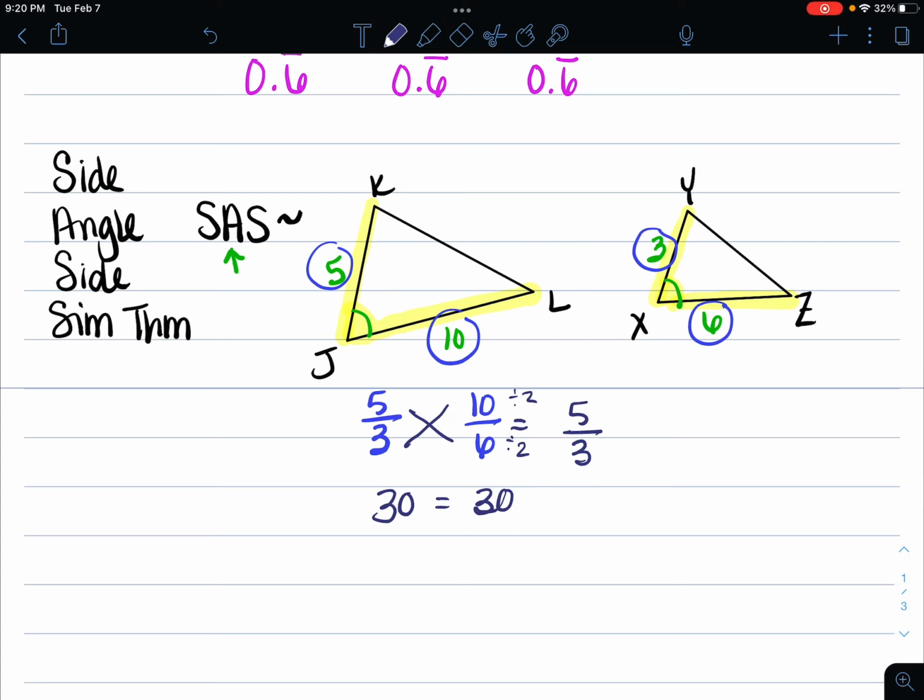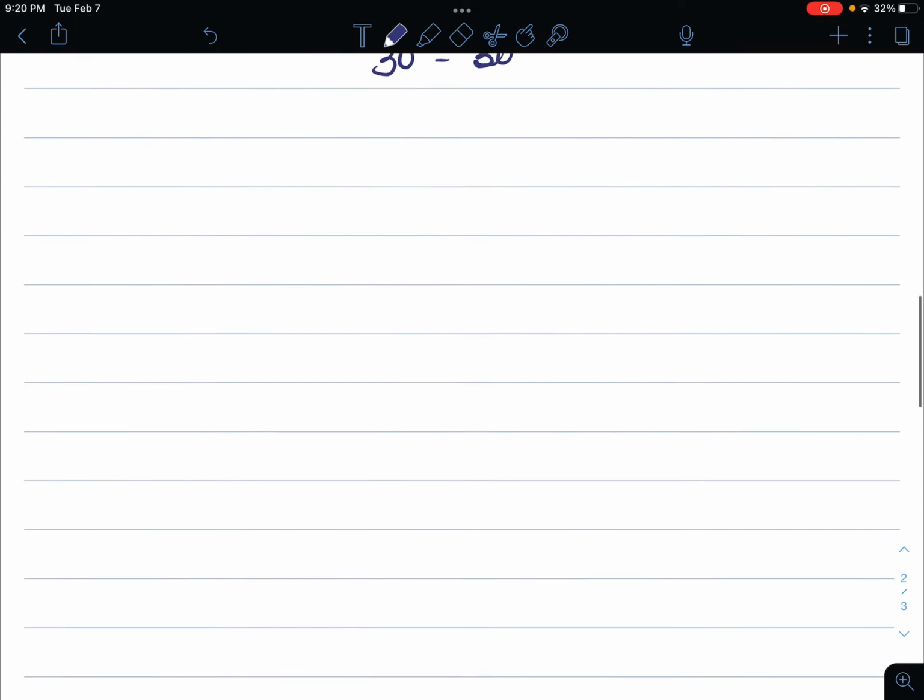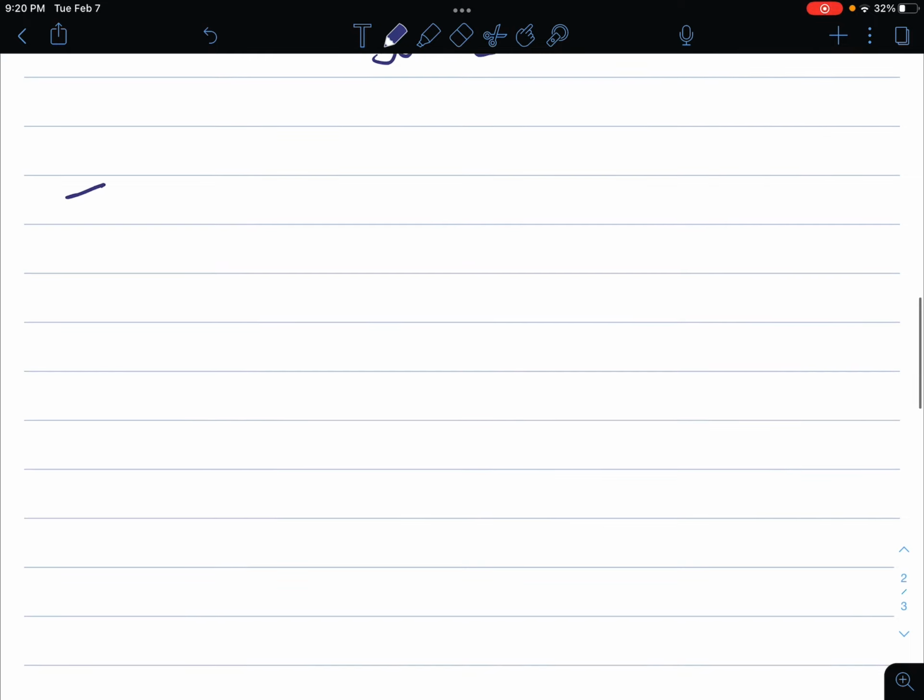So one last thing before I go, I do want to talk about how to find missing measurements. So this is my last example of how we're going to be using this just in regular triangles. I'm fairly certain you did this last year with Miss Lychuk.